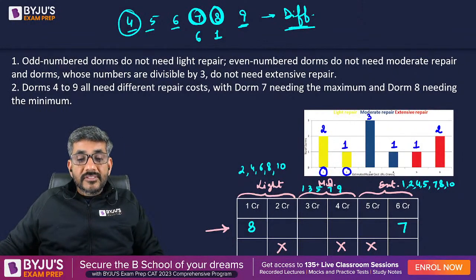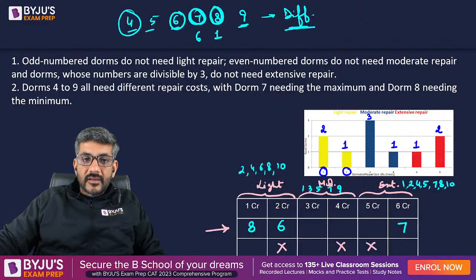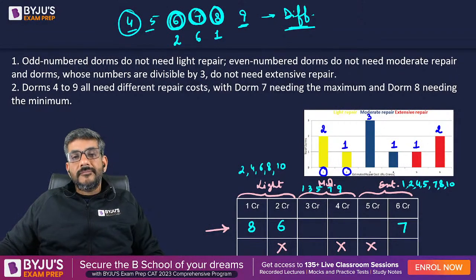When I talk about 6, 6 can only come here. I mean, you can't have 6 in 3 CR. You can't have 6 in 4 CR, because in moderate repair you can't write 6. In extensive repair you can't write 6, so you will not be able to write 6 here either. So 6 does not have any other option than to be written over here. So 6 must be written over here. 6 has a cost of 2 CR.